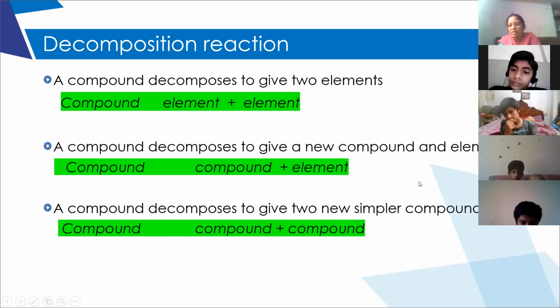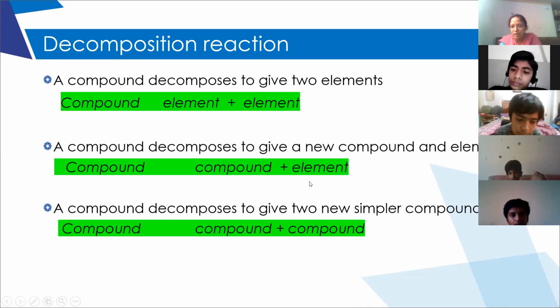Magnesium and oxygen. Yes, Advait, any doubt? Ma'am, Fe2O3 can break down into FeO plus O2. Yes, but FeO is not an element, right? We are discussing the examples of a compound breaking into 2 simple elements.